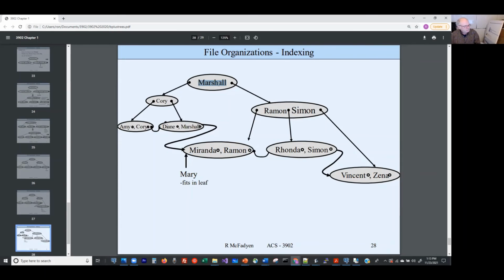We start at the root. Mary is not less than or equal to Marshall. Mary is greater than Marshall, so we follow to this subtree. And then our search algorithm would scan these keys looking for the first one greater than or equal to Mary, which is Raymond. And so following this pointer, we get to this leaf node. That's where Mary belongs. And Mary belongs in this node just before Miranda.